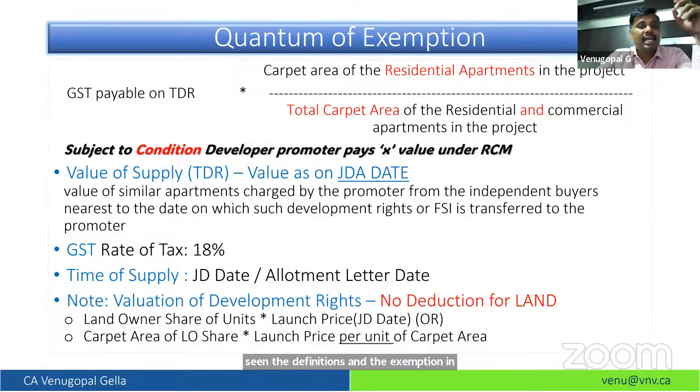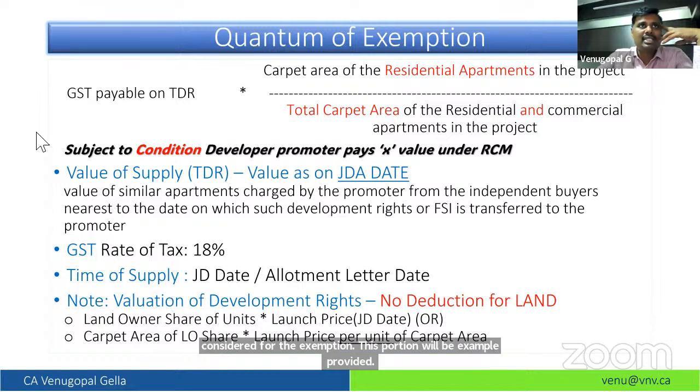And the exemption is in the hands of the developer, because it is a reverse charge. It is the exemption in the hand of the developer. Whatever is the GST liability on the TDR is allocated in the ratio of residential to the carpet area of the total. So unsold residential to the total carpet area is what is considered for the exemption. This portion will be exempted, provided it is a conditional exemption subject to a condition.